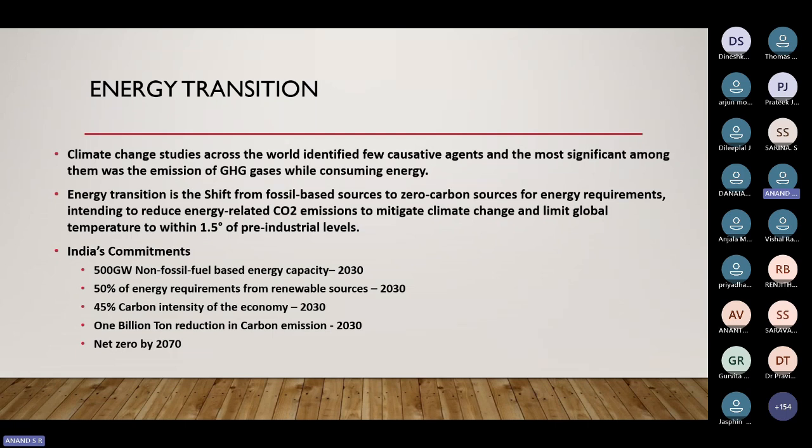I don't know what will be happening in the present situation. Now, India had made some commitments. One is that 500 gigawatt of non-fossil fuel-based energy capacity will be added by 2030, and 50% of energy from such sources by 2030. Carbon intensity will be reduced by 45% by 2030, with a 1 billion ton reduction in carbon emission by 2030, and net zero by 2070. These are the commitments given by India in the international forum.